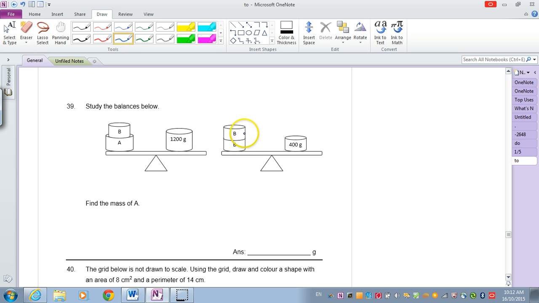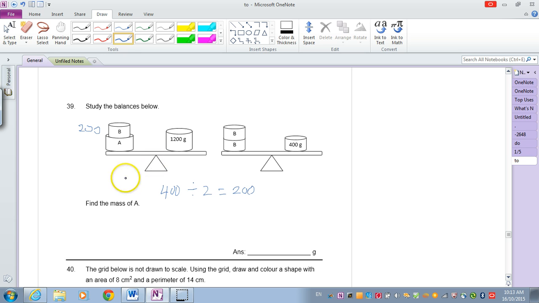Now what about the scale here? 2B gives me 400 grams. If 2B gives me 400 grams, what does that tell you about 1B? We have to do 400 divided by 2, and 400 divided by 2 will give me 200. So that means the mass of 1B is actually 200 grams. Now that we know B is 200 grams, A plus B must be 1,200.